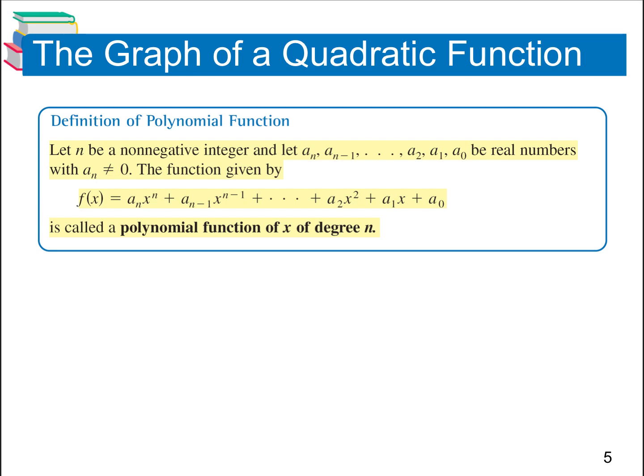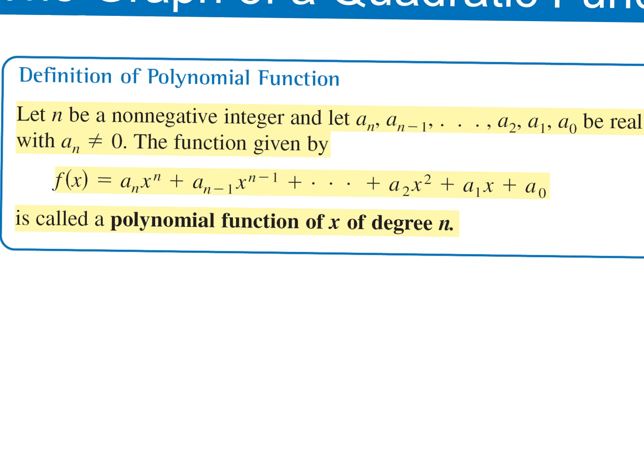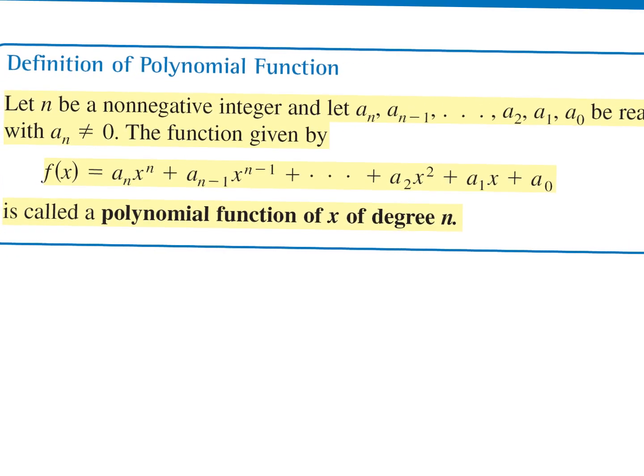Poly means many, right? You're going to have many terms. And the degree of your polynomial is the highest exponent. So if you have f of x equals 6x to the third minus x to the fourth plus 7, right? This is a polynomial. It's got many terms. Is this written in standard form? No. How do you know it's not written in standard form? Because the highest exponent isn't first, right? So if you were asked what the degree of this polynomial was, this would be the fourth degree.